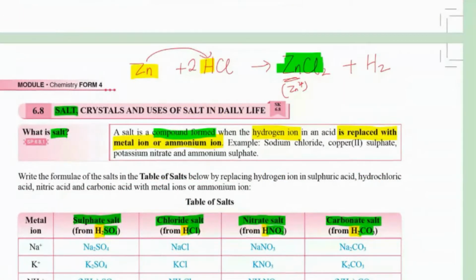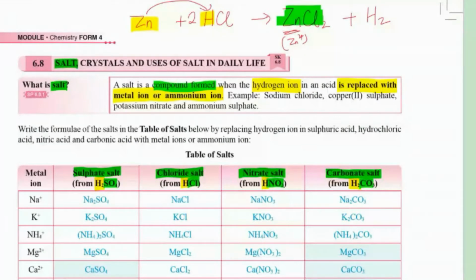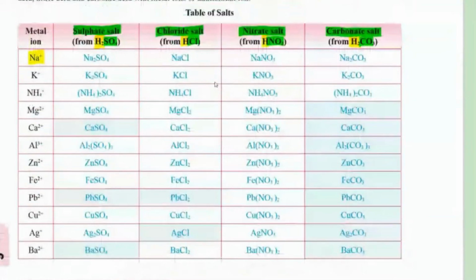Okay, let's say sodium. Sodium ions, right? Okay, sodium ions replace the hydrogen, so it becomes sodium sulfate, right? Then sodium chloride for the chloride. Then this one is sodium nitrate. This one is sodium carbonate. Then the following ones you can all try, okay, to write the salt. Please complete this table.